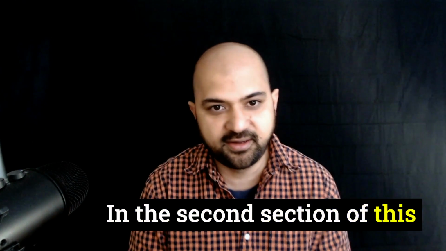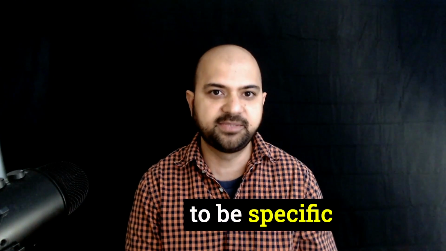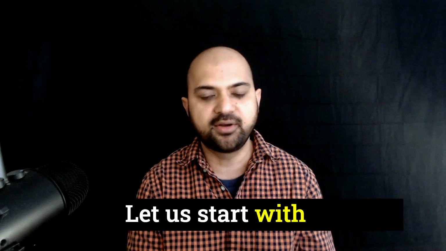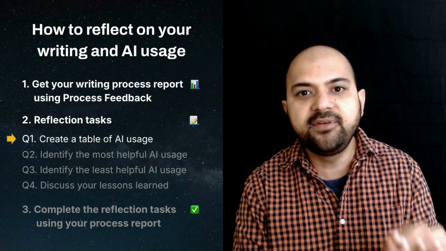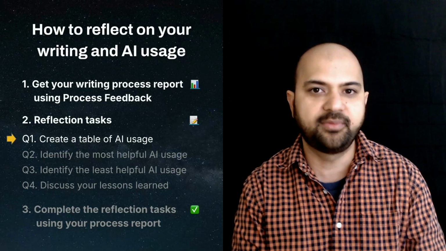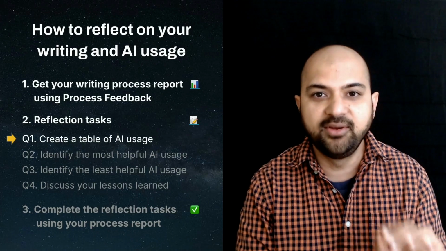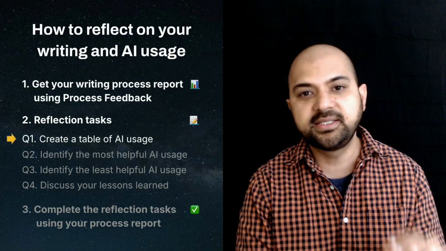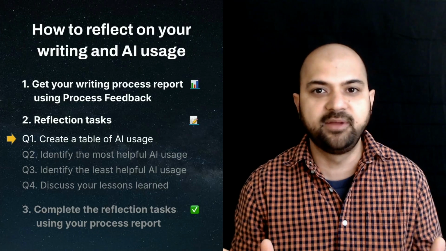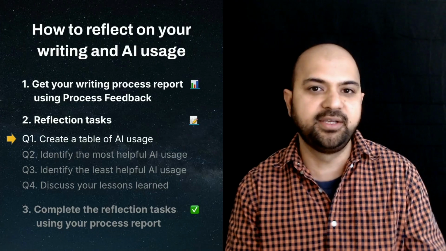In the second section of this tutorial, I would like to discuss reflection tasks. Four reflection tasks to be specific. Let us start with the first task. The first task is to document every instance where AI was involved in your writing. Did I say every? Yes. I know this might feel a little bit tedious, but trust me, this exercise is incredibly valuable. It's like looking over your shoulder and retracing your steps.